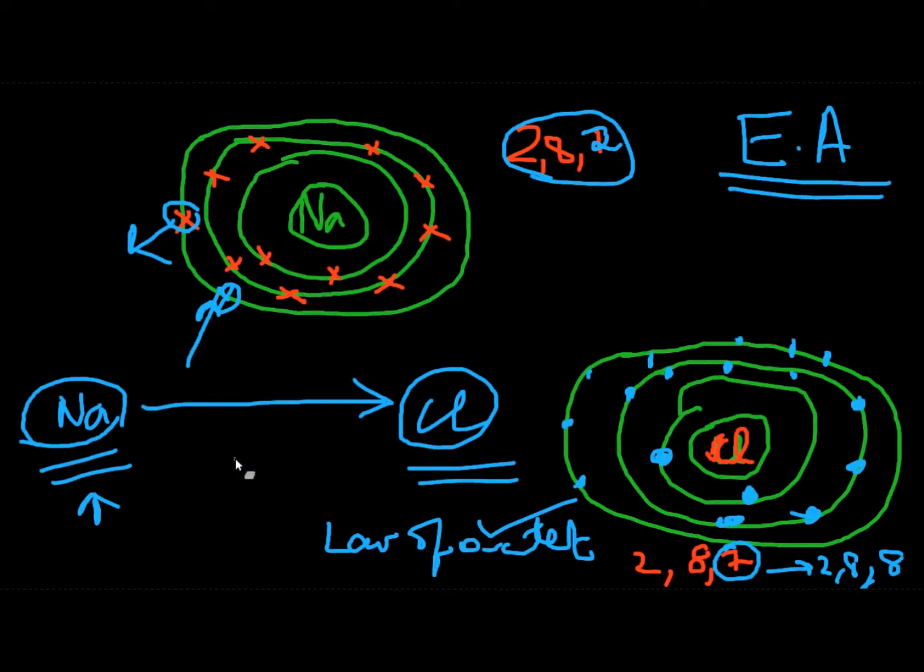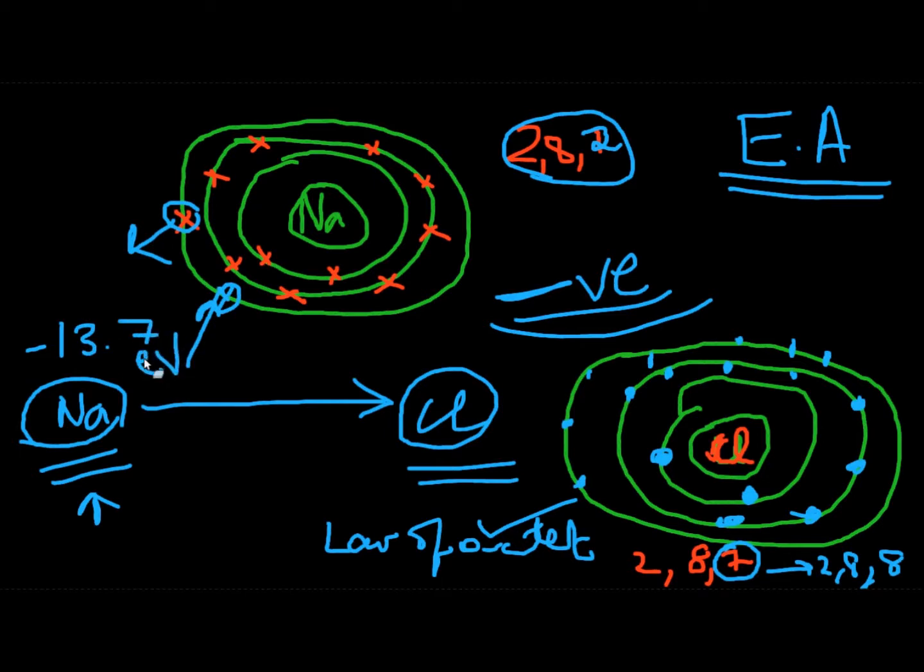And throughout the world, it's taken as convention that whatever is released is taken as negative, guys. So, if I take an example this way, sodium has an electron affinity of minus 13.7 electron volt. Now, electron volt is another unit. I will be telling you the conversion between electron volt and joule later. But please remember, guys, you need to add this negative, and even if this is not added, in case of electron affinity, this much amount of energy is released, guys.